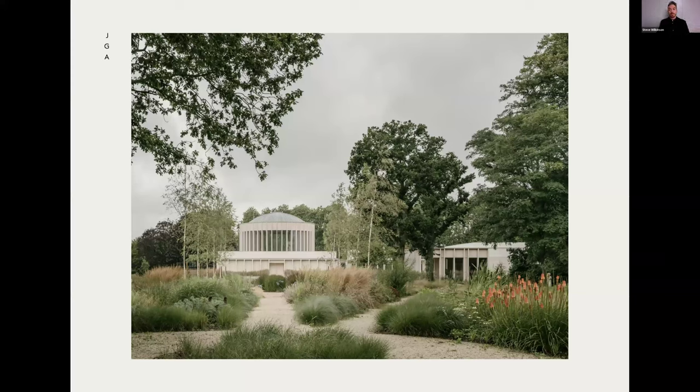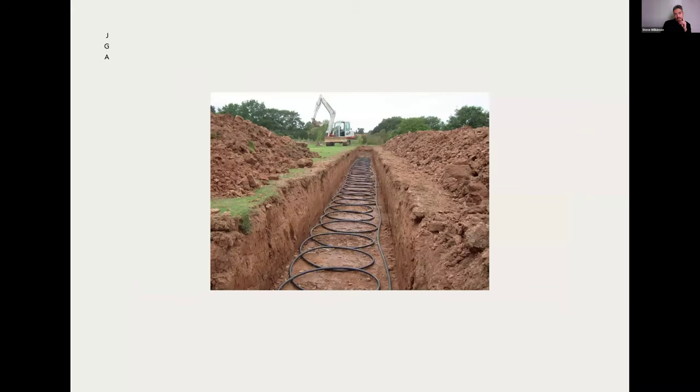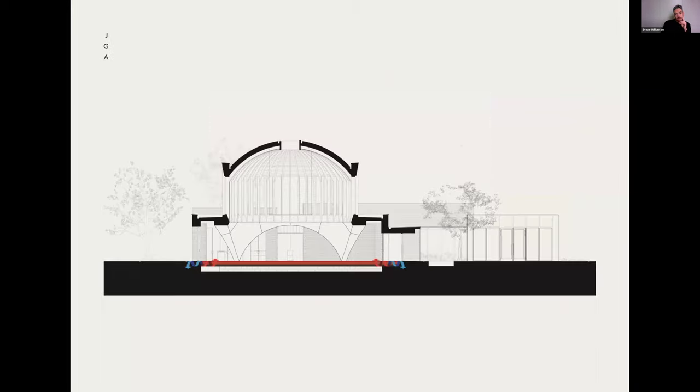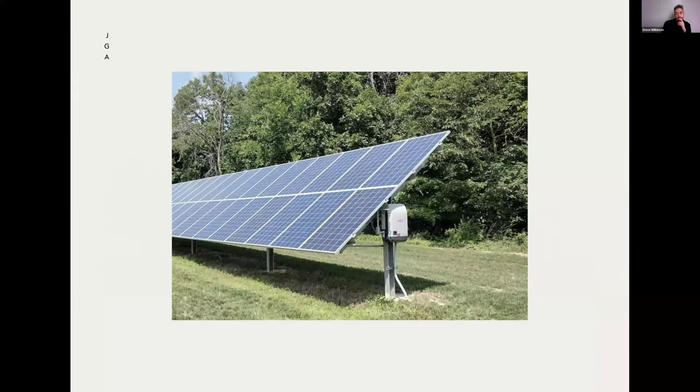And finally, outside of the building, the landscape provided a beautiful rural setting, but it gave us a real problem in terms of the fact the building's almost entirely off-grid. There's no gas and only a very limited single-phase power on site. So in terms of servicing, all of the heating is provided by a ground source heat pump connected to underfloor heating. And that's powered entirely by a solar array on the north of the site.